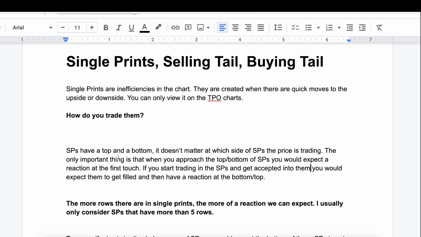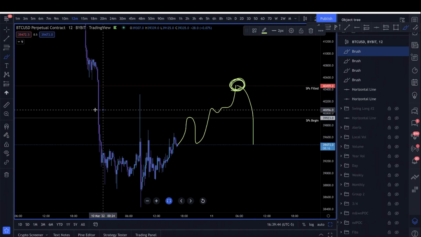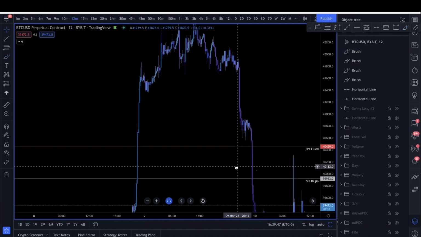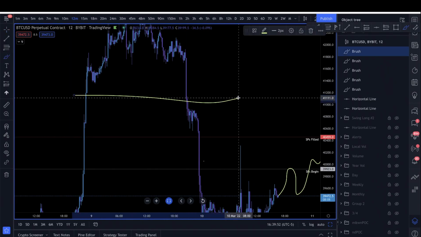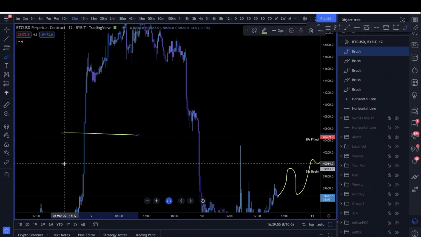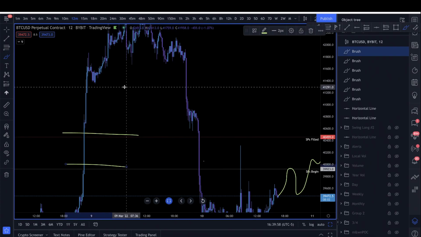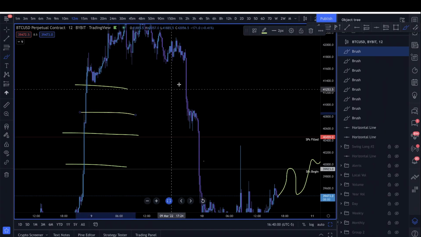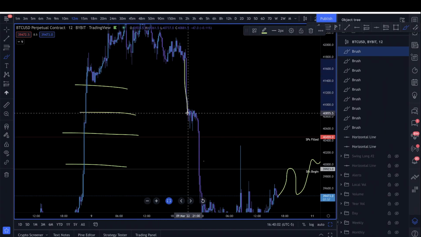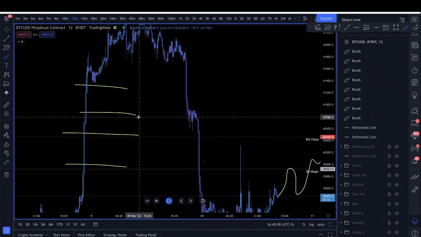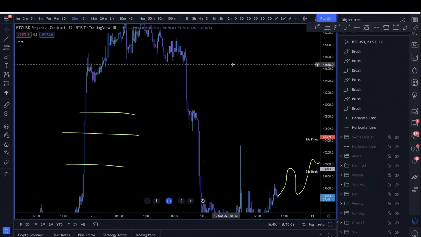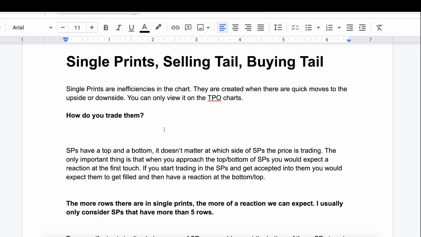It doesn't matter which side of the single prints price is trading, okay? In other words, it doesn't matter if price has pumped up and we have single prints below us, right? Because we formed single prints on the way up here. We had some single prints right here on the way up, and then we also had some single prints right here. And basically what happened is price came down and filled the first row of single prints, got a little reaction, and then it filled the second row of single prints, right? It doesn't matter if the single prints are below us or above us at all.